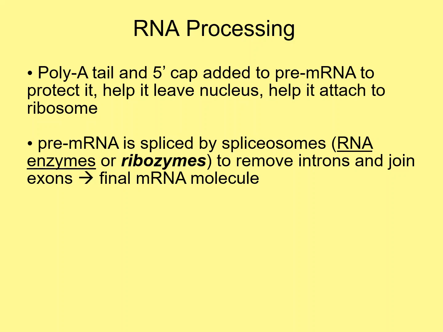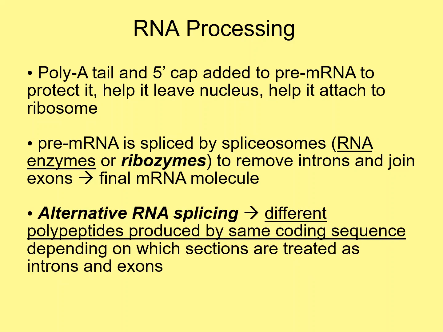All right, so our pre-mRNA also gets cut, or spliced, by the spliceosomes so that the introns are removed and the exons are joined together. And then that's our final mRNA molecule. So it's got some non-coding regions, some extra code on both ends, plus a 5' cap, plus a poly A tail. And then that's going to go to the ribosome.